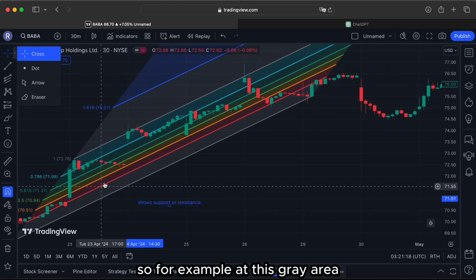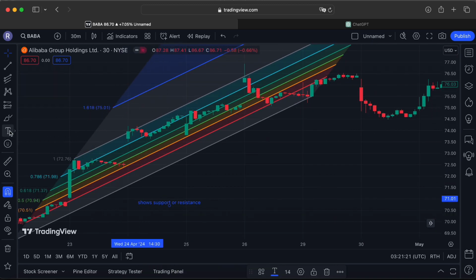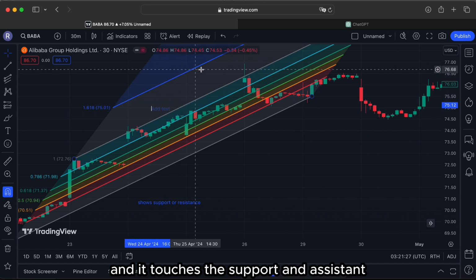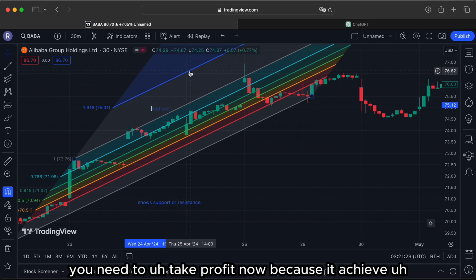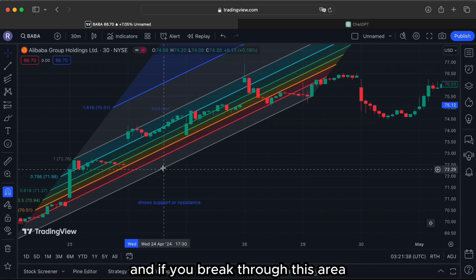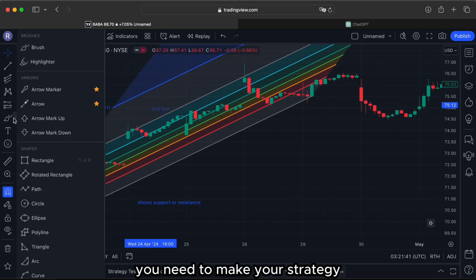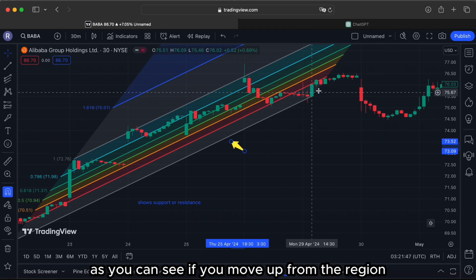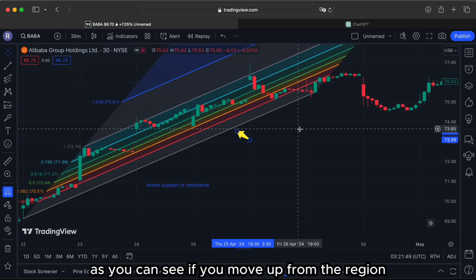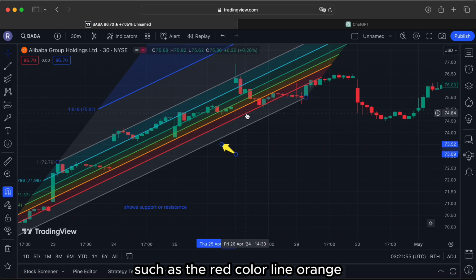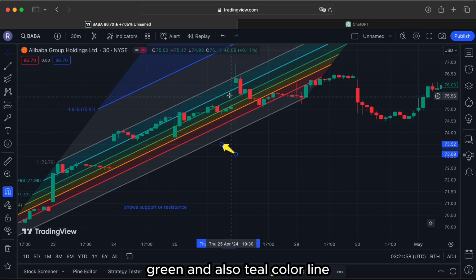So for example, at this gray area, if the price remains at this area and it touches the support and resistance, you need to take profit, because it has reached a support resistance area. And if you break through this area, you need to make your strategy. You need to take profit or even cut loss. As you can see, if we move up from the region, you need to take profit or cut loss. And it also applies to other lines such as the red line, orange, green, and also teal line.